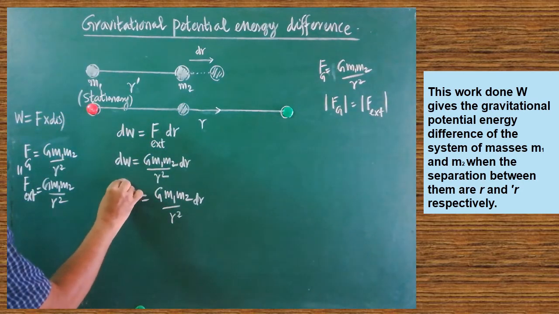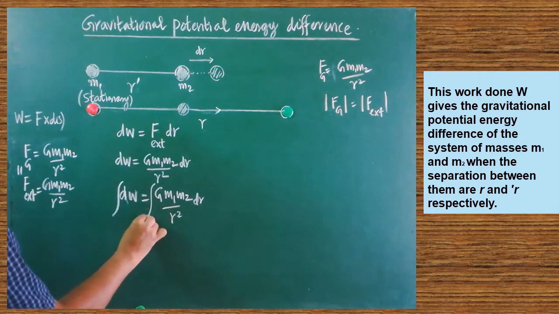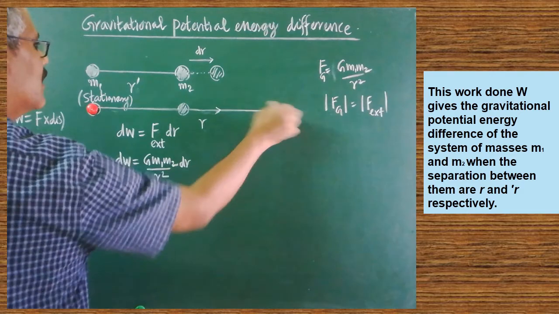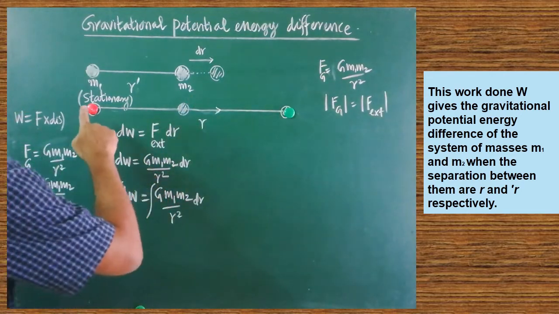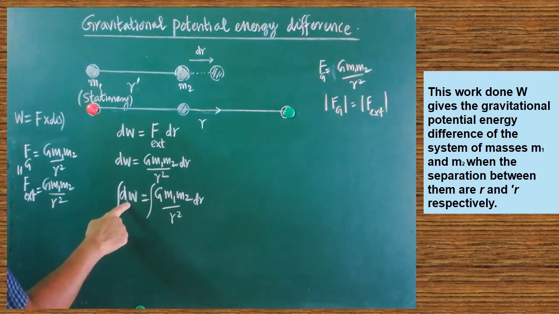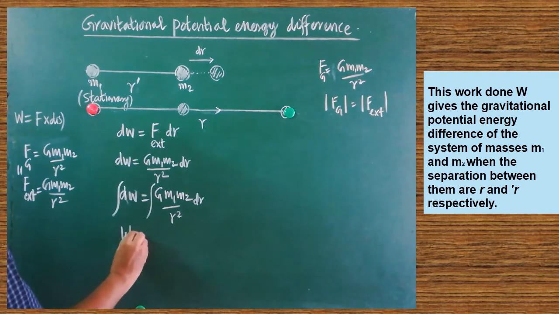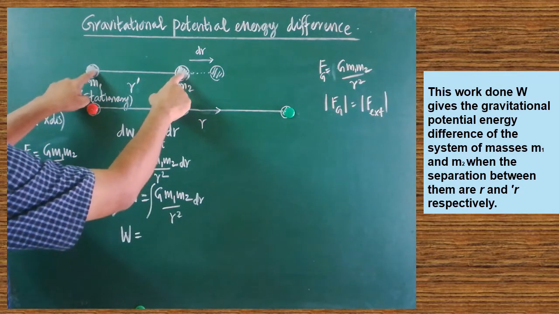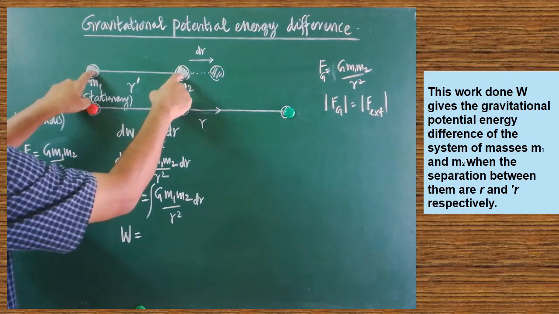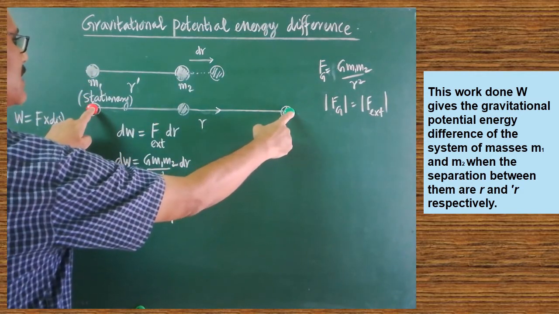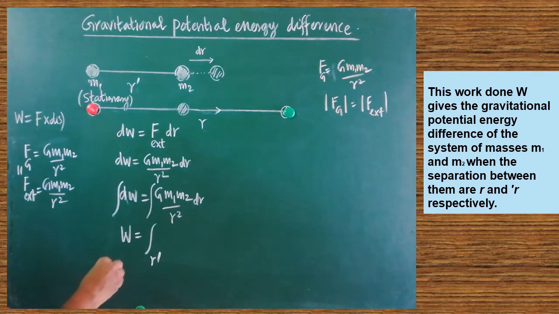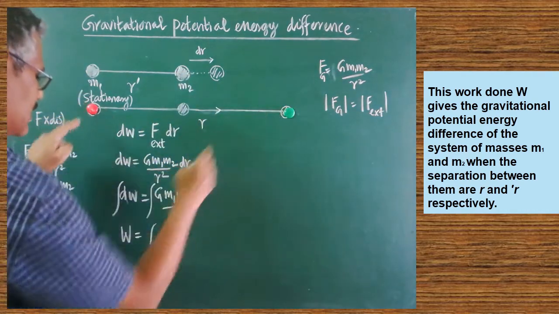So I am going to integrate on either side. If you move the object from here to there, a greater amount of work is done. So to calculate the total work done, I have to integrate dW. Are you clear? If dW is integrated, you will get W. Understood? Now how are the limits applied? r dash is the lower limit, and r is the upper limit.